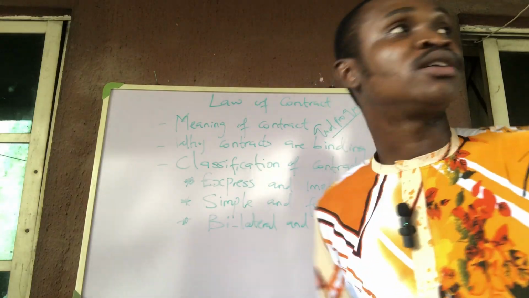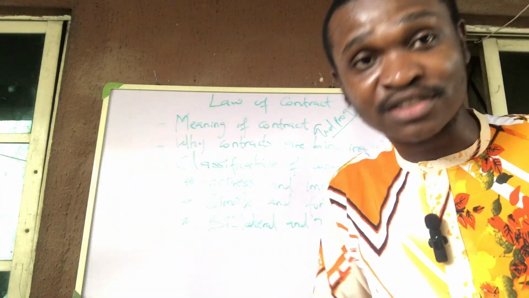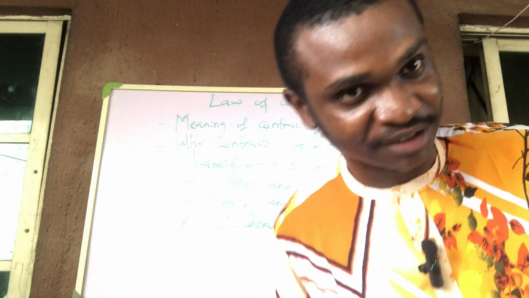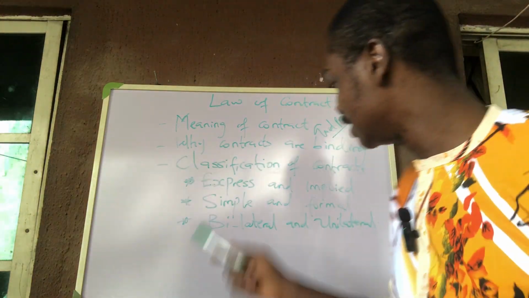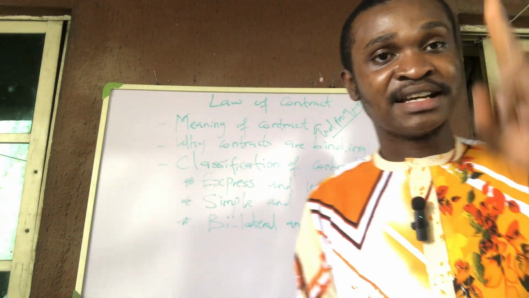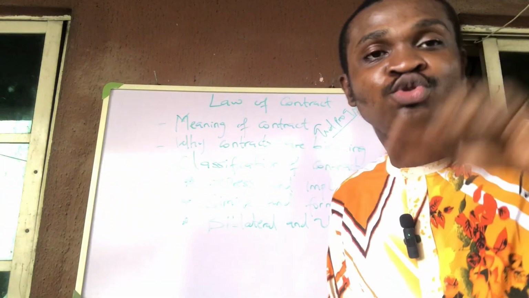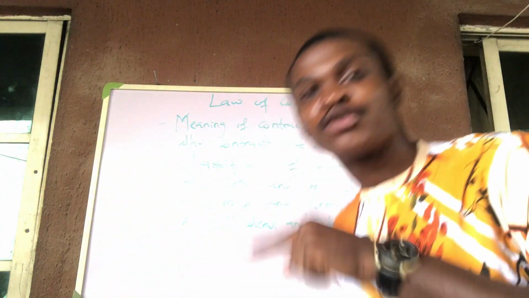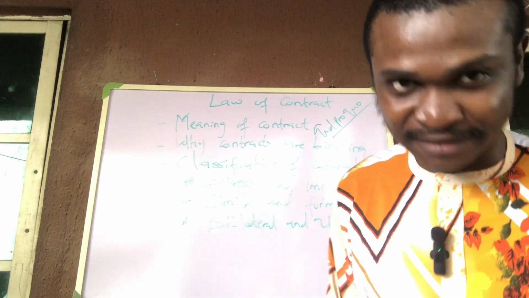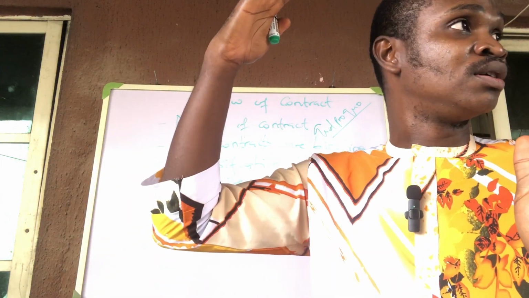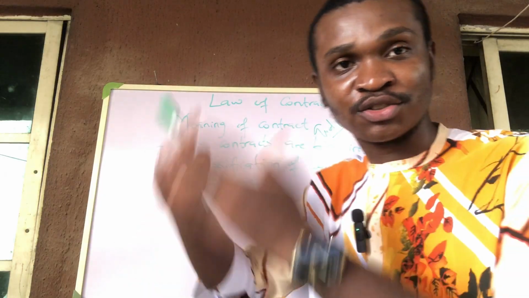But under simple contracts, other contracts, you must furnish consideration for it to be binding. So I've given you a difference. The difference between simple and formal contract is that contracts under seal do not need the furnishing of consideration for it to be binding, while for simple contract, there must be consideration for it to be binding.